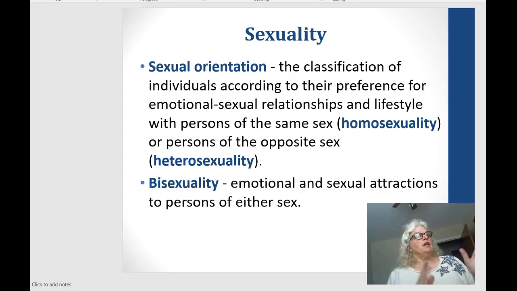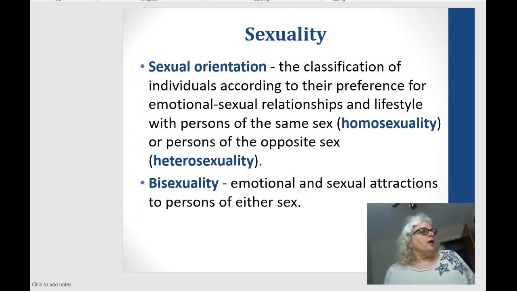So, as we examine sexuality, we really look at the terms of sexual orientation. It's a classification of individuals according to their preference for emotional and sexual relationships and lifestyles. So we look mainly at homosexuality and heterosexuality. Now, there are many different levels well beyond this, so there are issues of bisexual and transsexual. We look at the LGBTQ community as a group, but they're very different within that. And we also have, within this sexual perspective, asexual.